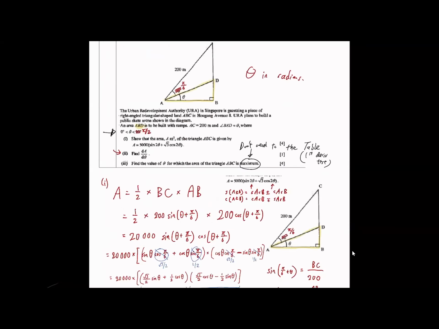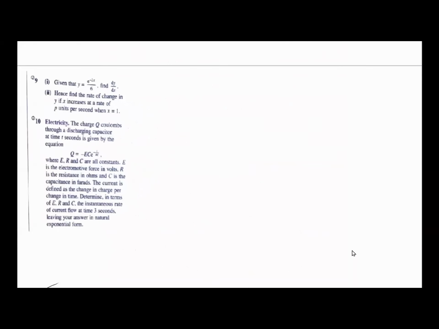We try some exponential questions since you haven't done it. Okay, let's try 9 and 10. Oh, wrong file. This one. Let's take a look at this question. Question 9, very basic. Question 9, part 1.